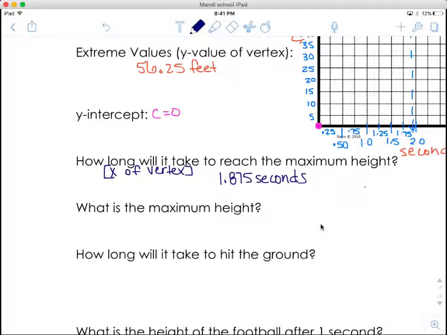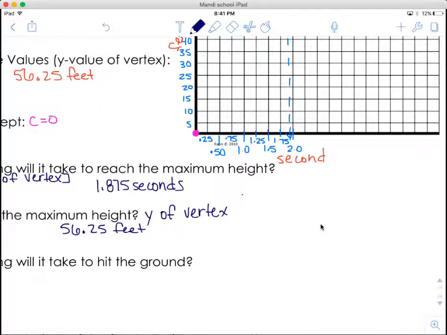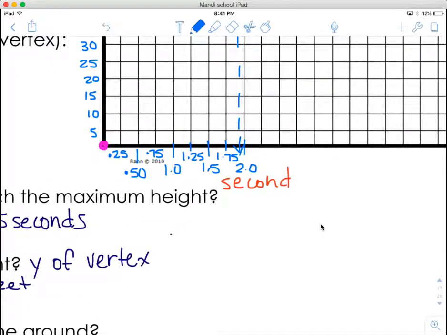What is the maximum height? That's the same thing as the extreme value. This is the y. Whoops, that was crazy writing. This is the y of the vertex. It's the same thing as extreme value. So 56.25 feet. Now it says, how long will it take for this to hit the ground? We know this is our axis of symmetry, so it should be mirrored on the other side. So let's keep going here. 2.25, 2.50. We'll keep labeling.